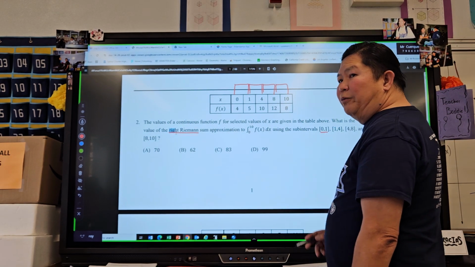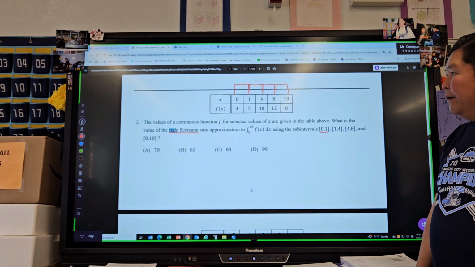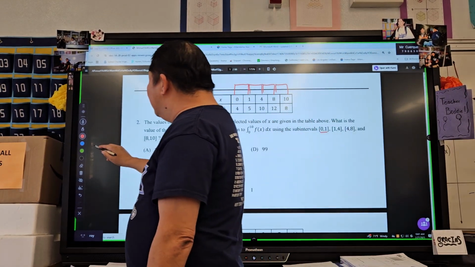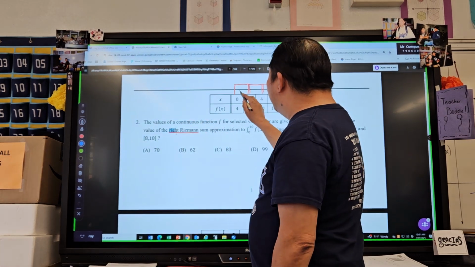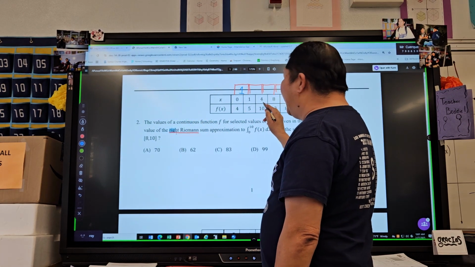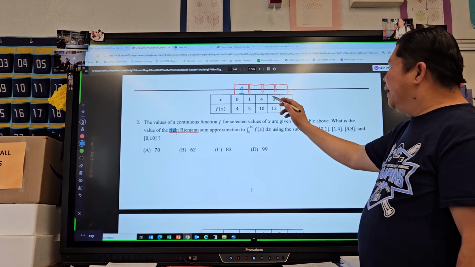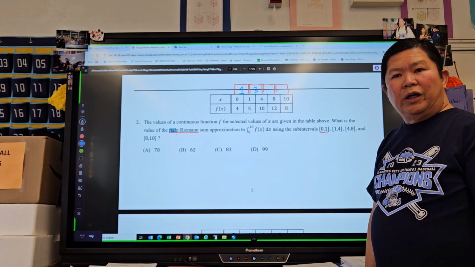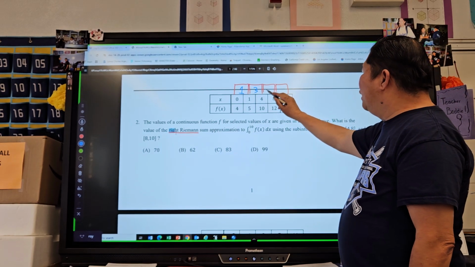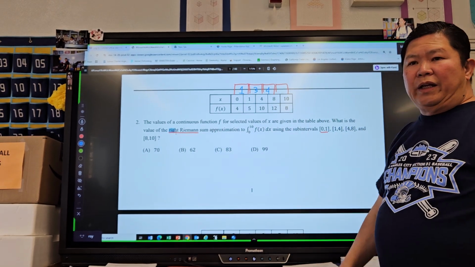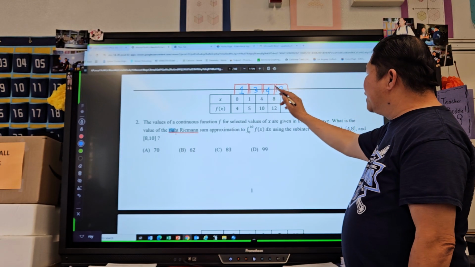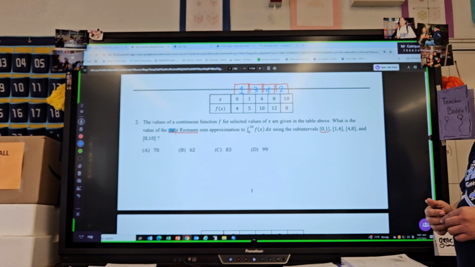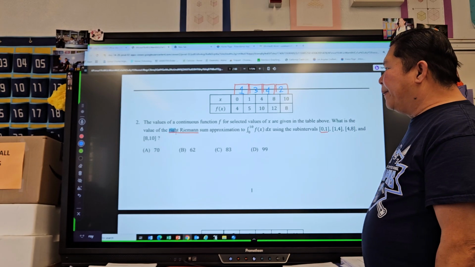Okay, let's have f of b minus f of a. So 1 minus 0 is going to be 1, right? Write down 1. And then 4 minus 1, we have 3. And then 8 minus 4 is going to be 4. And then 10 minus 8 is going to be 2. So these are the heights, or the bases.